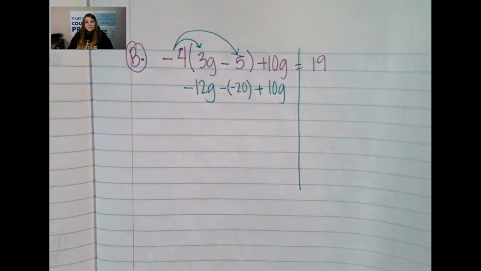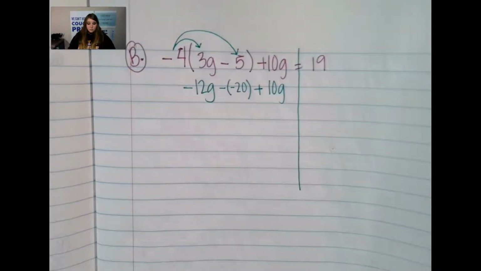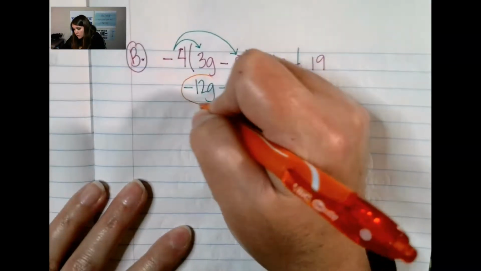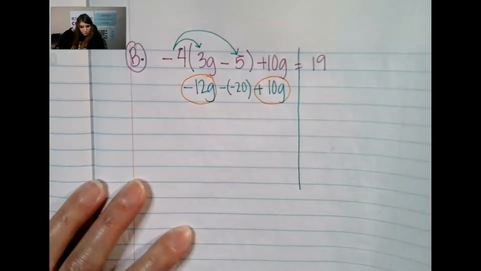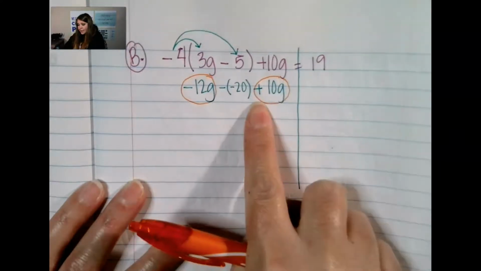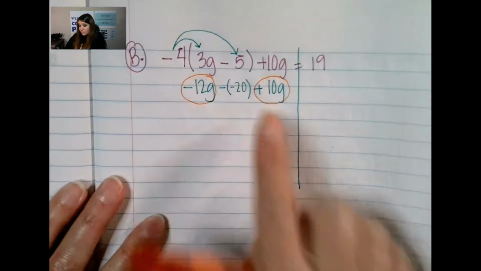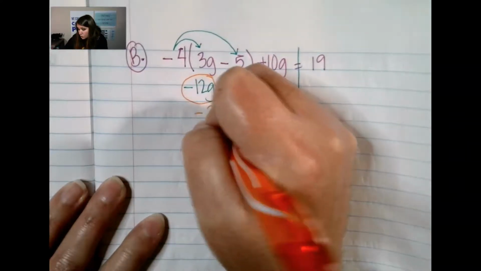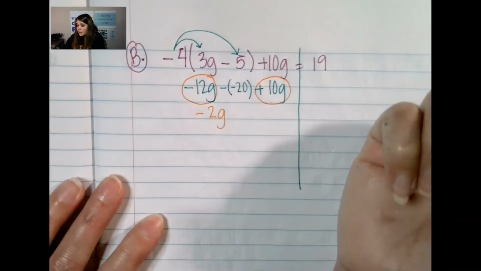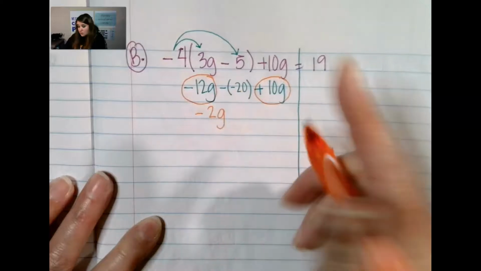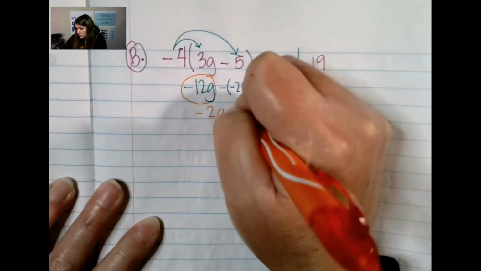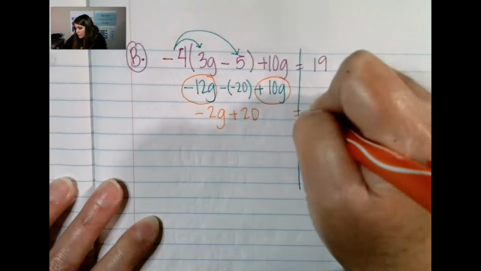Okay, now we're at step number 2, which is combine like terms. So I am going to combine my like terms now. I have a G here, and I have a G here. So let's combine that. I had -12G's, and I add 10G's to it. That gives me -2G's. Now I have minus -20. So this is a plus. A negative and a negative is a plus 20 equals 19.